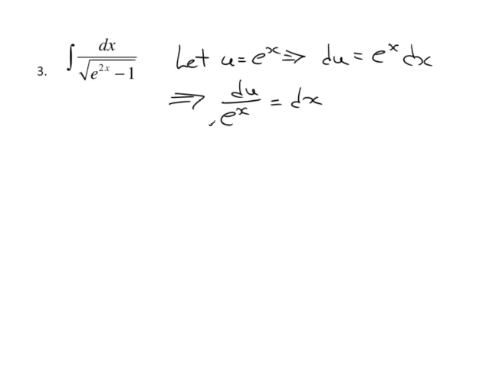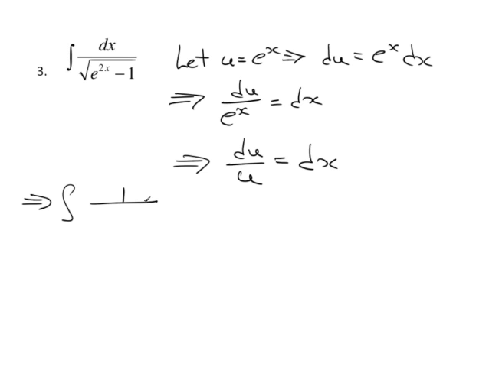Well, not really, because remember, u is e to the x. So du is actually u dx, or du over u. So this really gives me du over u equals dx. Now I have this function of u's. So this thing gives me the integral of 1 over u. I'm just going to write a 1 here and put the u down here, times the square root of u squared minus 1 du.